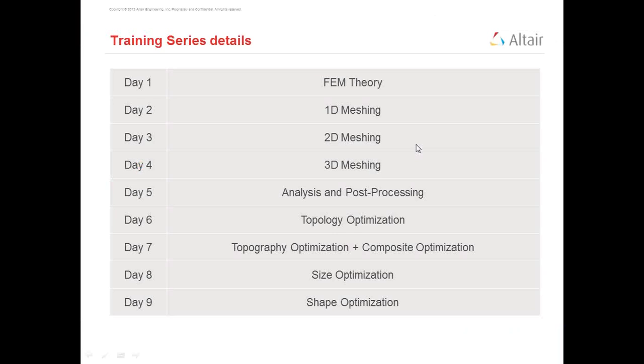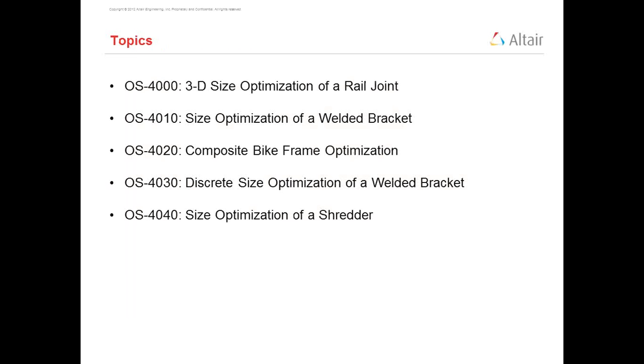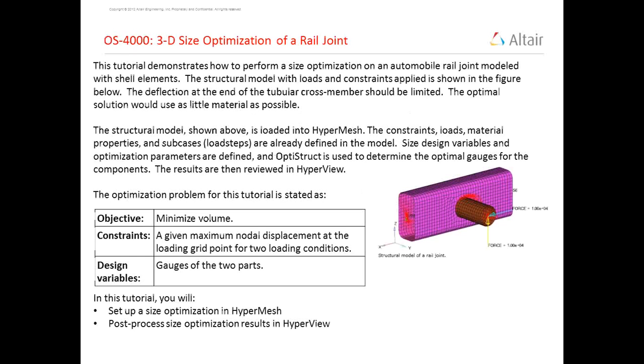We have covered day 1, day 2, day 3, day 4, day 5, day 6, day 7. Now we are on day 8, and as I have already mentioned, I have divided day 8 into two parts, part 1 and part 2. The topics I am going to cover in this first part are 3D size optimization of rail joint, size optimization of welded bracket, composite bike frame optimization, discrete size optimization of a welded bracket, and size optimization of shaded. So let's start with the first tutorial.